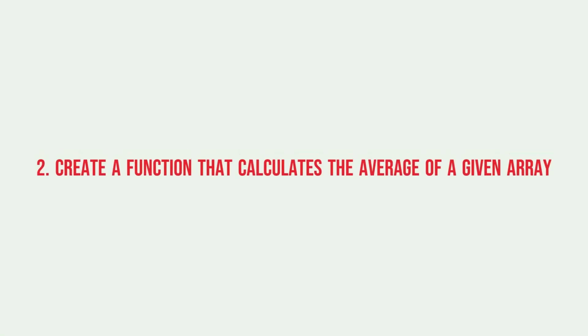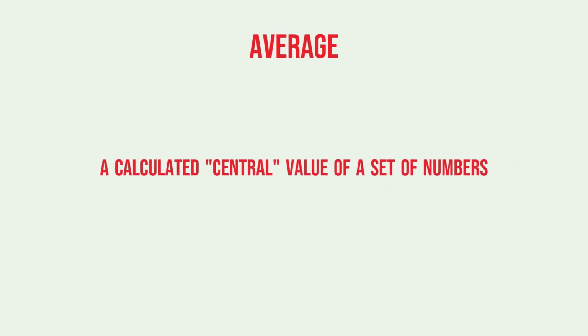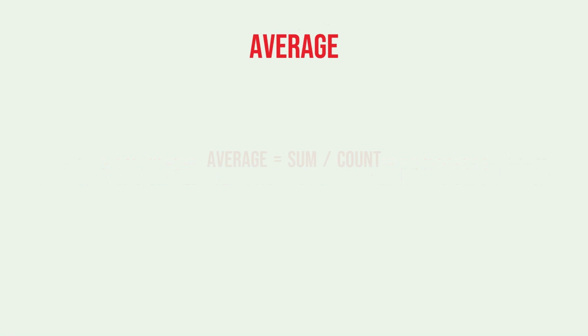2. Create a function that calculates the average of a given array. The definition of average is a calculated central value of a set of numbers. To calculate it, add up all the numbers, then divide by how many numbers there are. Let's not waste any time and create our function.